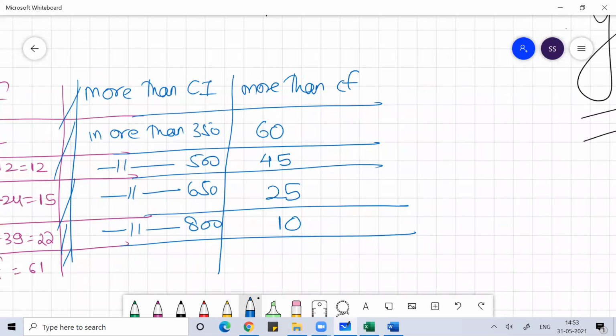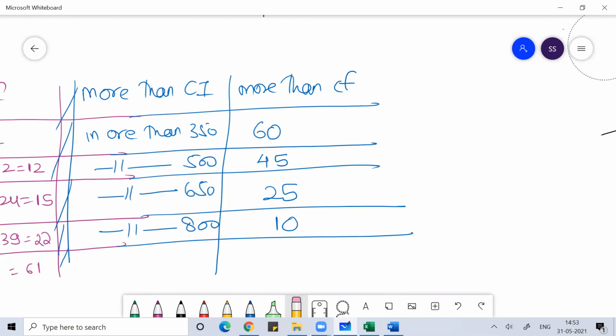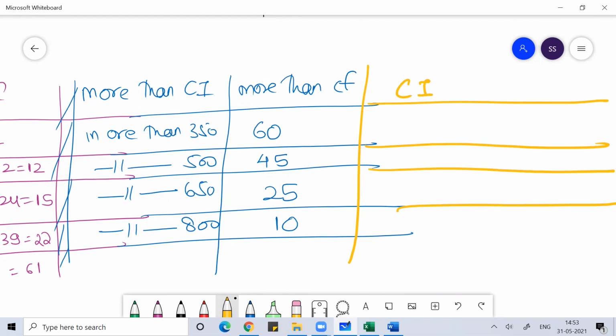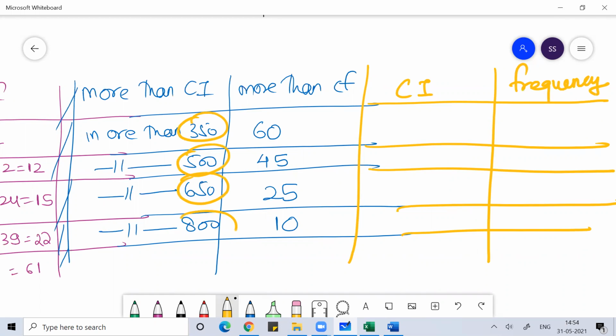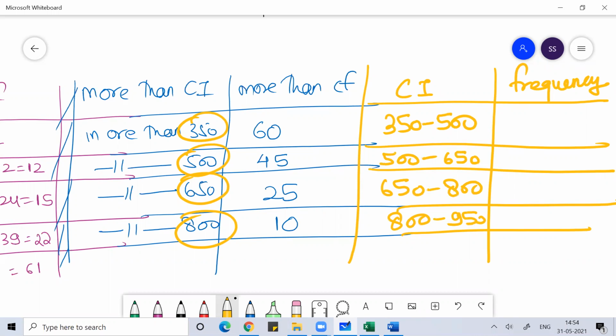When you get this data, the first thing you have to do is convert it into normal class intervals with normal frequency. Whenever you see more than class intervals with more than cumulative frequency, you use the lower limit. So these all are lower limits, and the difference is 150, 150, 150. So the class intervals will be 350 to 500, then 500 to 650, then 650 to 800, then 800 to 950.